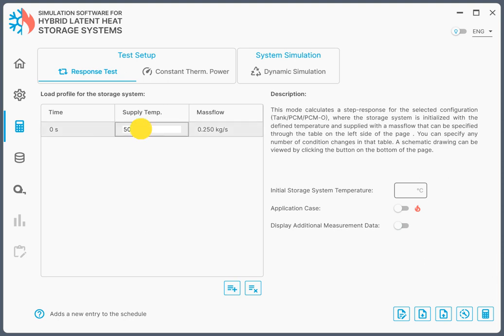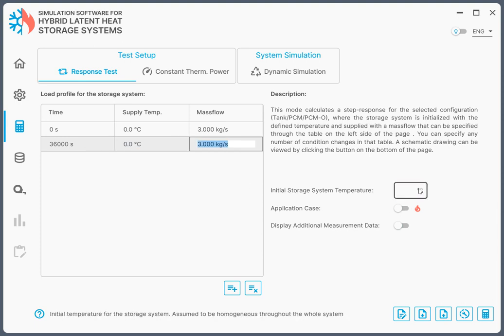We will bring a supply temperature to the tank with 0 degrees Celsius, and we will run the system with a mass flow of 3 kilograms per second. We will investigate the response test over 10 hours, 36,000 seconds. We won't change the supply temperature and we won't change the mass flow.